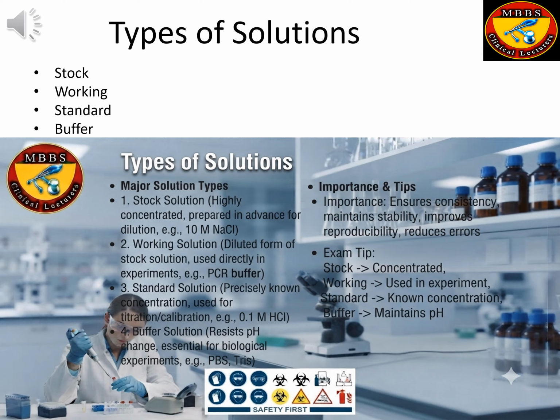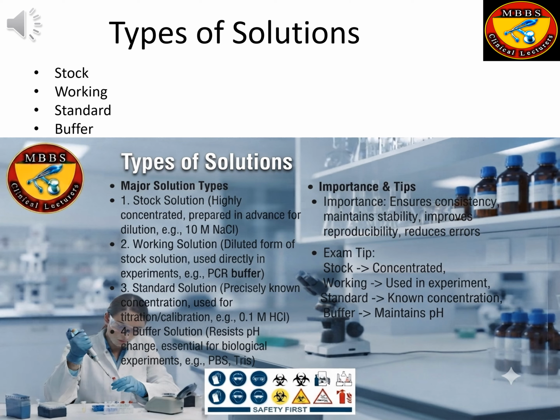4. Buffer solution. A buffer solution resists changes in pH when small amounts of acids or bases are added. Buffers are essential in biological experiments because enzymes and cells require a stable pH to function properly. Examples: phosphate buffered saline, PBS; Tris buffer; Acetate buffer. Importance: ensures experimental consistency, maintains chemical stability, improves reproducibility, reduces experimental errors.